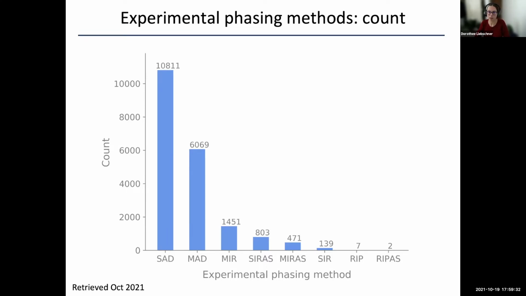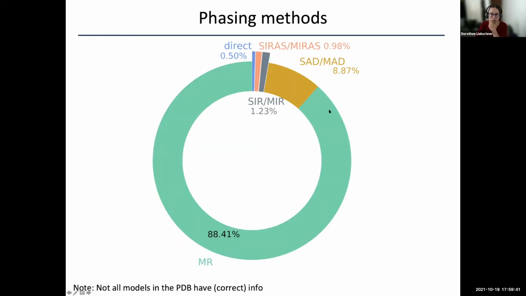But let's see how that fits in the general context, because experimental phasing is just one of the possibilities. In this plot, you can see a bit better the distribution for all the structures. Most structures are actually solved by molecular replacement, almost 90%. Then we have about 9% for SAD and MAD, and everything else is about 1%. You can see direct methods even a bit less. So the bottom line here is that molecular replacement is the method of choice, followed by the experimental phasing method that uses the anomalous scattering.